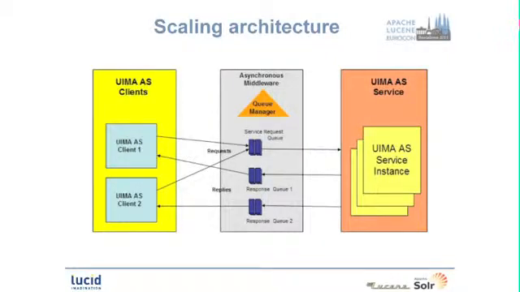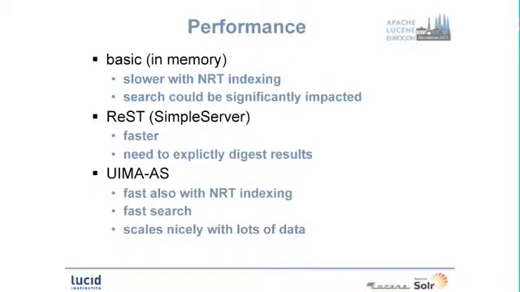Okay, so the client makes a request, and there is an asynchronous middleware based on Apache ActiveMQ. And the UIMA AS service instances can be deployed both as remote services or as local services. But even here, within a laptop, the performance boost is tremendous. So again, talking about performance, the basic in-memory UIMA implementation of our NLP pipeline is slower with NRT indexing, and with search, we can't make it.